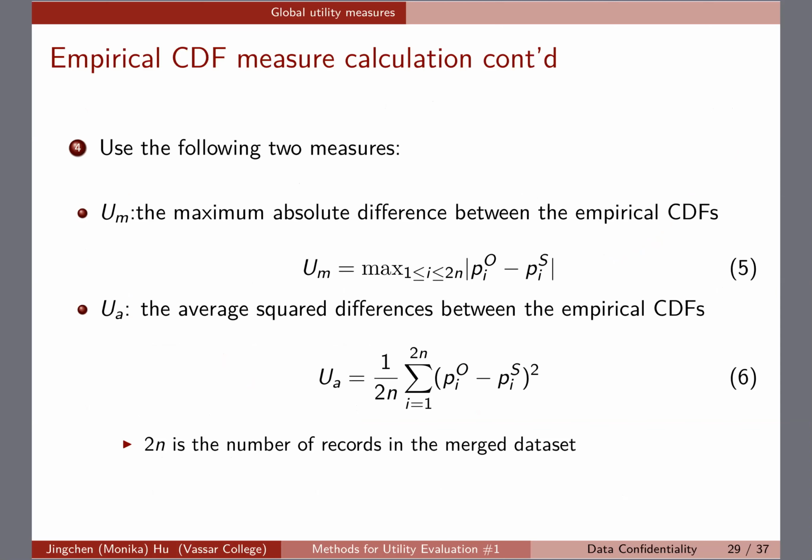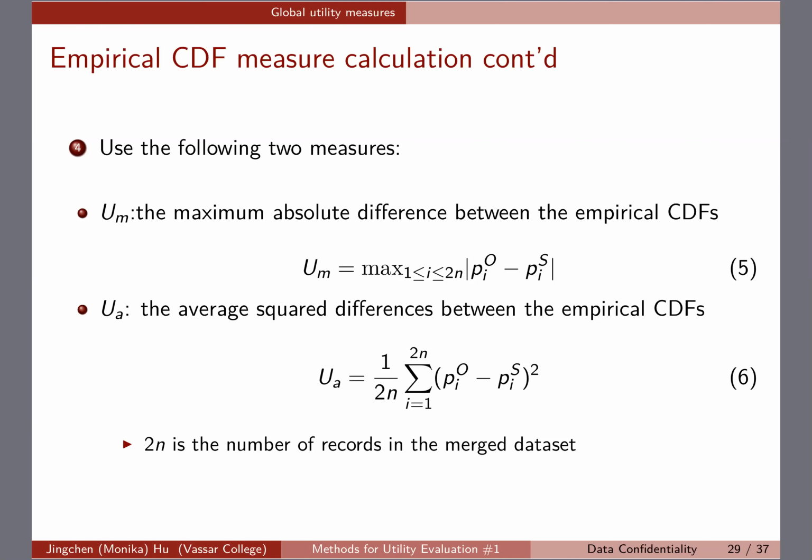So the paper proposed two measures. The first one is the maximum absolute difference between the empirical CDFs. So we're looking at the percentiles, taking the absolute difference and then returning the maximum, okay? The other one is the average. Not surprisingly, you take the difference, take the square, and then sum them up, divided by 2n, because that's how many observations you have. Okay? So the maximum gives you the worst case, how big the difference is for a worst case scenario, and then the average gives you a data set level sense of how big the differences are.